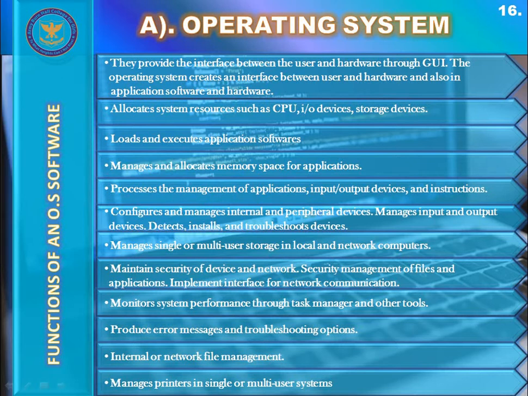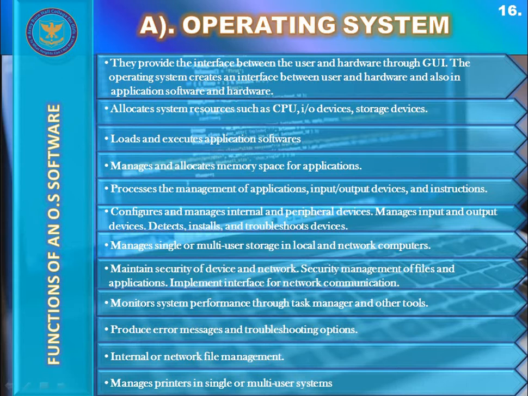So the operating system creates an interface between the user and the hardware, and it also creates the interface between the application software and the hardware. Operating system allocates system resources such as CPU to certain users, input-output devices to certain users, storage devices to store the data. So operating system loads and executes application software.